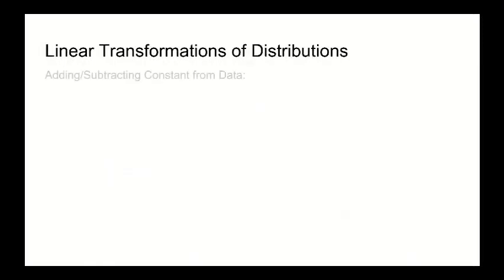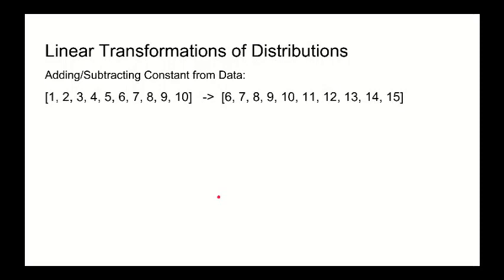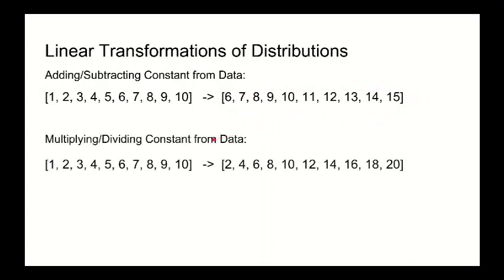You can also transform distributions by adding or subtracting constants to all the data points in the distribution. For example, in this distribution, 5 is added to every number in the distribution so that the new distribution is shifted to the right by 5. Another way of transforming distributions is by multiplying or dividing by a constant. In this distribution, we multiply every number by 2 so that this would be the new distribution.